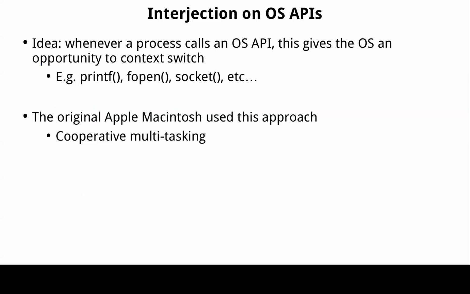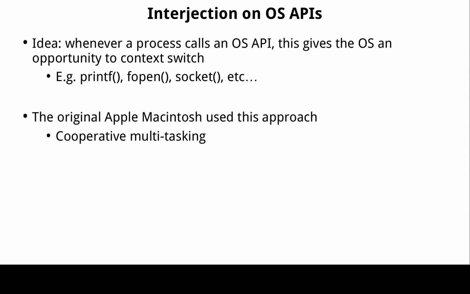Then the second approach, in the OS APIs, is also called the interjection approach. So whenever a process makes a system call, it means we are going to enter the kernel level. We are going to execute some kernel code. Then the kernel code can do whatever we want to do. The kernel code can decide if we need to context switch to another process.